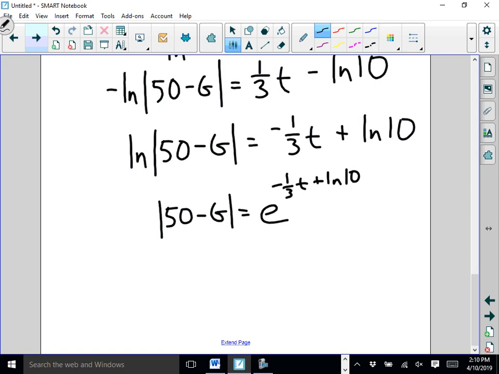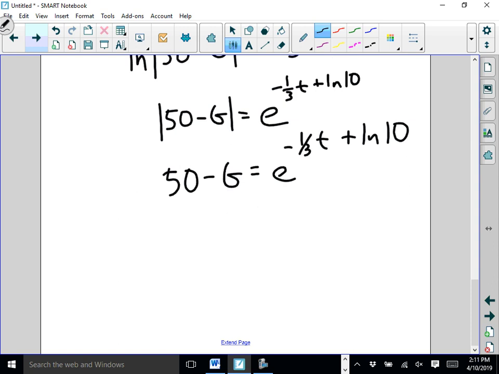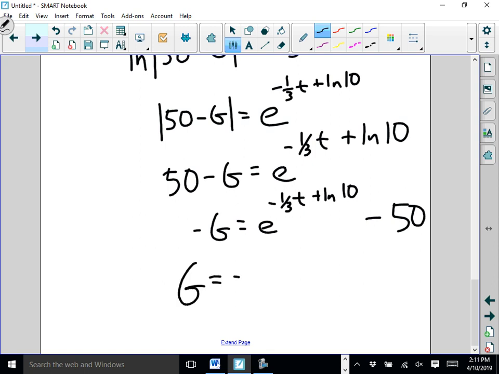Now, when I drop my absolute values here, am I going to turn that e to a negative e? The answer is no. I can just straight up drop them. When I do that, I get 50 minus g equals e to the negative 1/3 t plus ln 10. I'm going to subtract 50, and I'll get negative g equals e to the negative 1/3 t plus ln 10 minus 50. And now I just have to multiply by negative 1, and I get g equals negative e to the negative 1/3 t plus ln 10 plus 50.